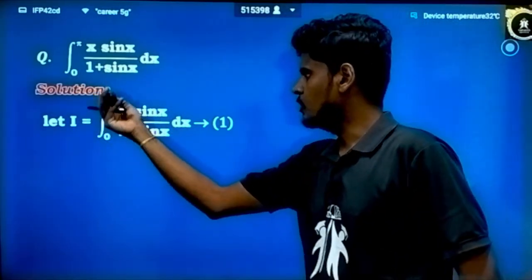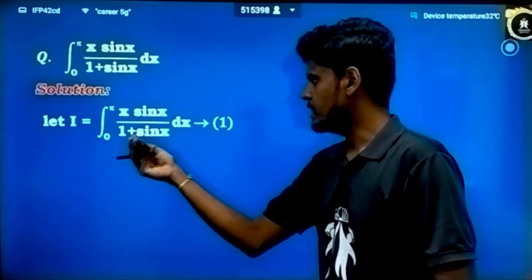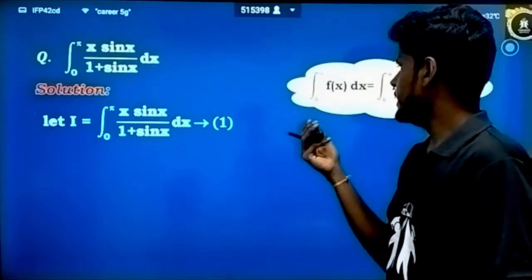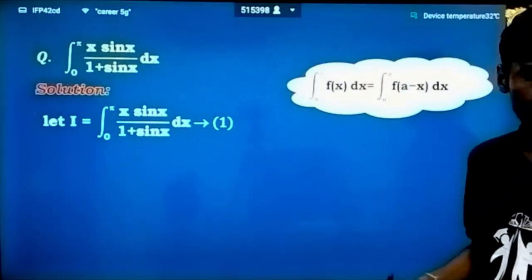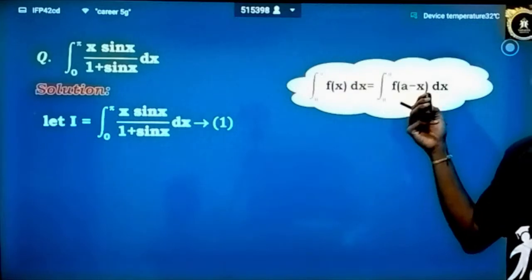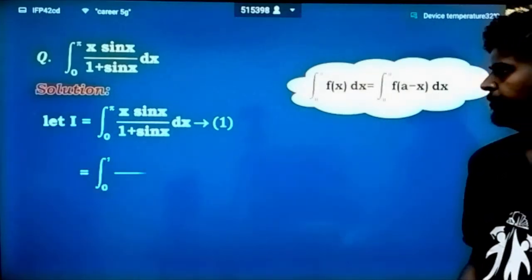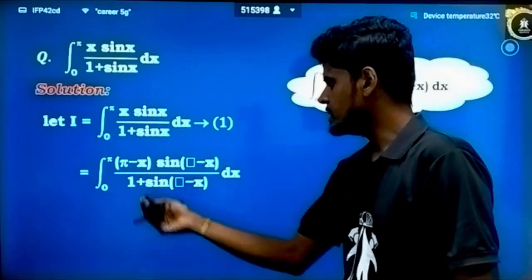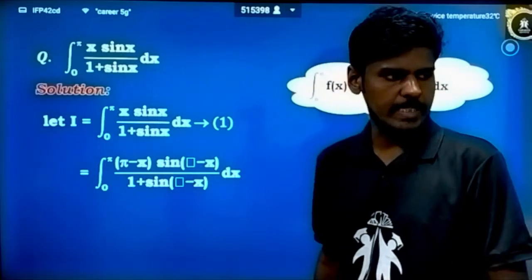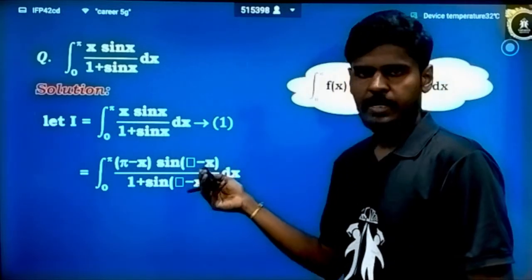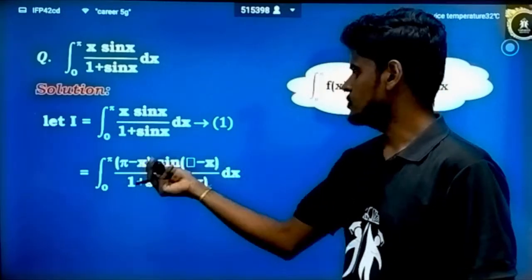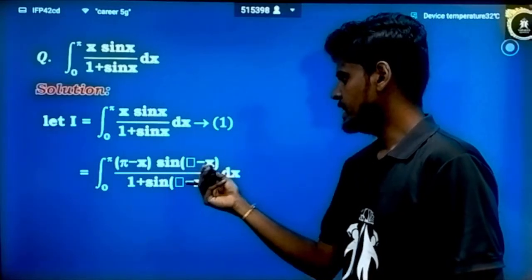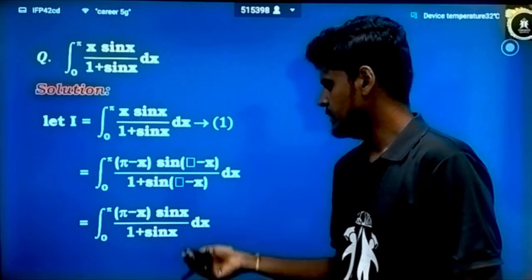Here we have I is equal to integral 0 to pi x sin x divided by 1 plus sin x. Now we will apply the property. What is the property? Integral 0 to a f of x dx is equal to integral 0 to a f of a minus x dx. Now after application, we have pi minus x times sin of pi minus x divided by 1 plus sin of pi minus x. Okay, sin 180 minus theta is sin theta. So we will have pi minus x times sin x divided by 1 plus sin x.